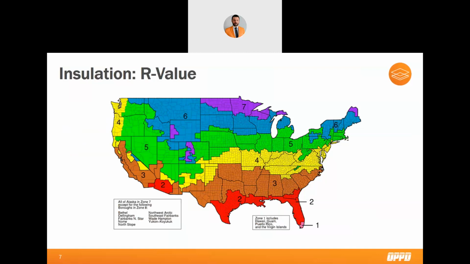Here we have a map of the U.S. and all its counties. Each colored zone indicates the amount of insulation required within that particular zone. As you can see, the zones are broken up pretty evenly by region, with some exceptions such as mountainous terrain. OPPD's service territory is in that green zone, or Zone 5.